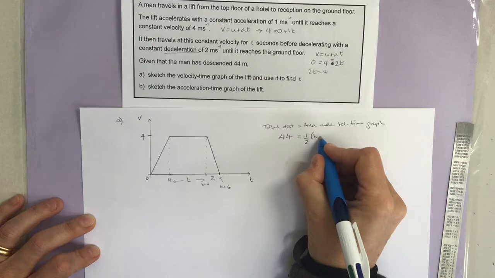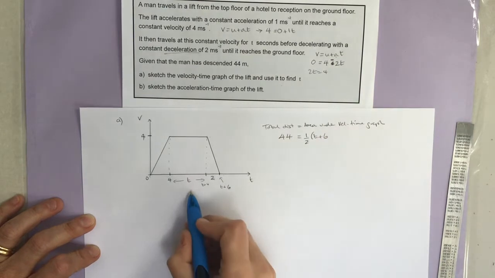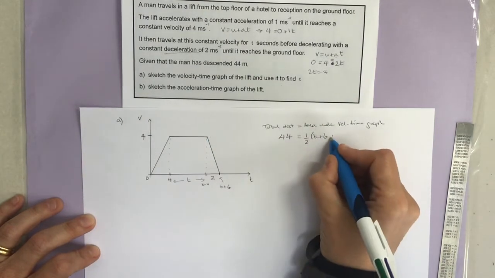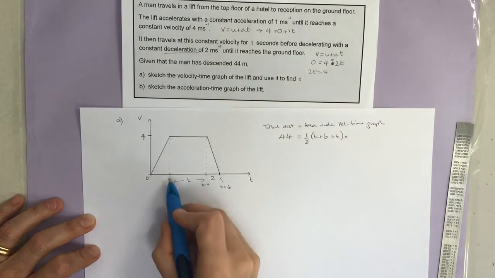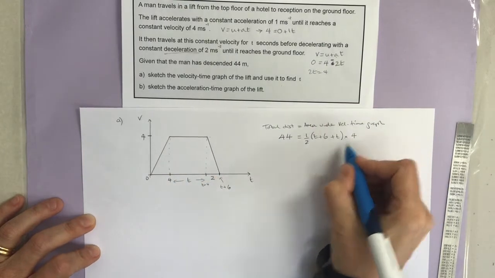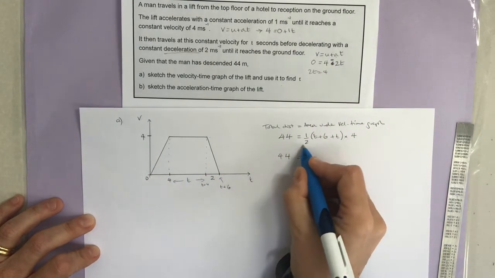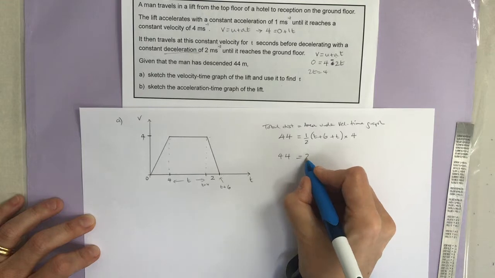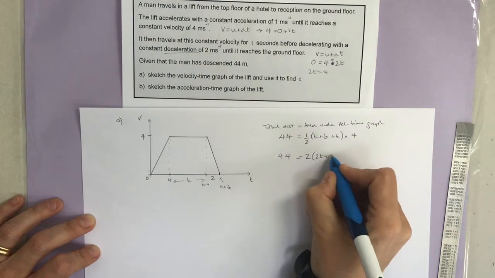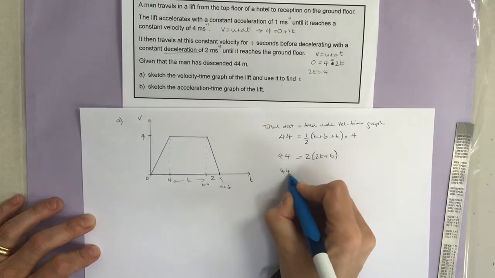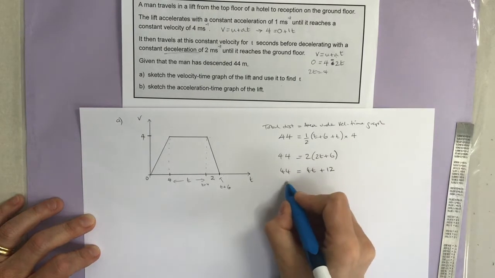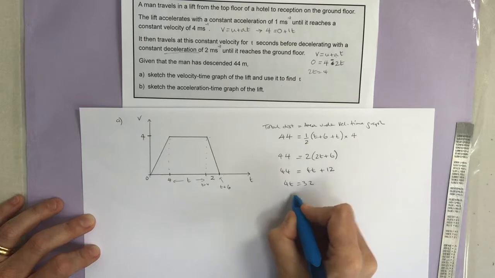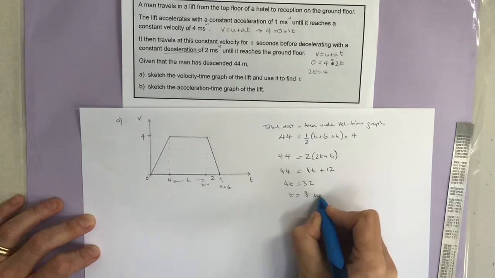So let's put that in, a half a, which is t plus 6, plus b, which is t, times the perpendicular distance between them, which is 4. So 44, half of 4 is 2, 2 times t plus 6. Sorting this out, 44 is 4t plus 12, so 4t is 32. t is equal to 8 seconds.